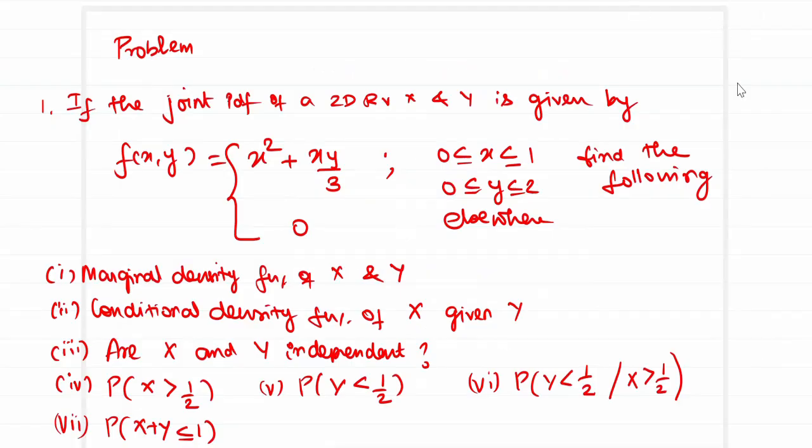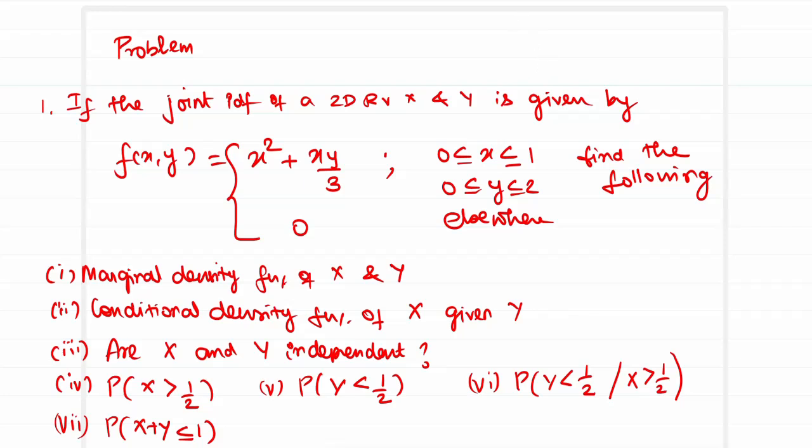The joint PDF of a two-dimensional random variable x and y is given by f of x comma y is (x squared plus xy by 3), valid for 0 less than x less than 1 and 0 less than y less than 2. And the function is taking the value 0 elsewhere. We have been asked to find a set of quantities: marginal density function of x and y, conditional density function of x given y. We have been asked to check if x and y are independent. Find the probability of x greater than half, y less than half, y less than half condition x greater than half, and x plus y is less than or equal to 1. We will try to explore them one by one.